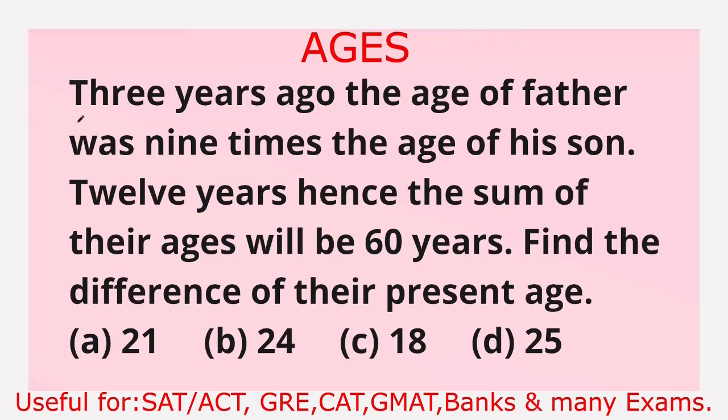Our question is, 3 years ago, the age of father was 9 times the age of his son. 12 years hence, the sum of their ages will be 60 years. Find the difference of their present age. The given options are option A 21, option B 24, option C 18, option D 25.